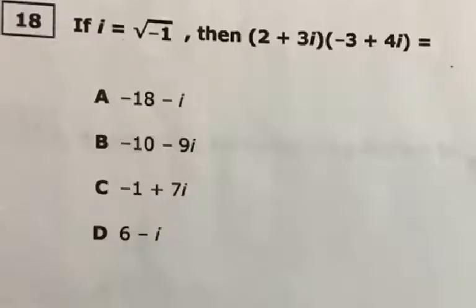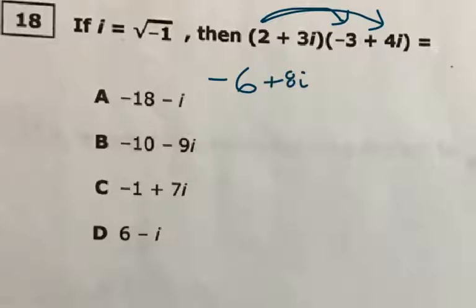One of the things definitely on the final, guys, are going to be complex numbers. So on this one, I hope you agree, we're going to use distributive property. I know 2 times -3 is -6. I also know that 2 times 4i is a positive 8i. So again, distributive property will be on the final.